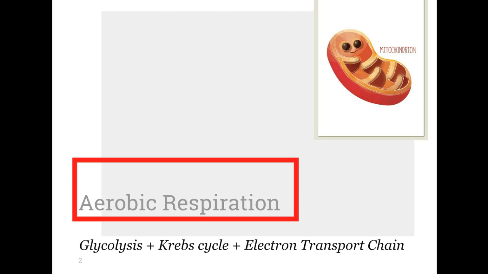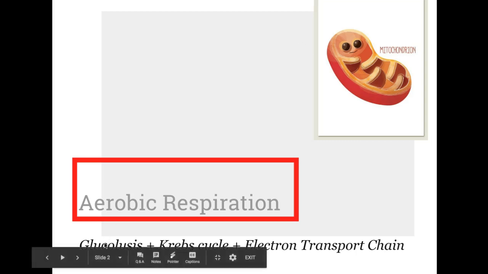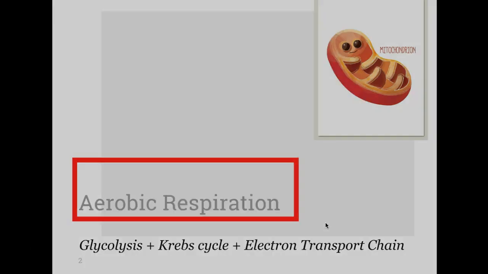So this regular cellular respiration, when oxygen is present, is broken down into 3 steps. The first step is glycolysis, then we have the Krebs cycle, and then the electron transport chain. So we're going to go through all of the steps and what is happening at each stage.